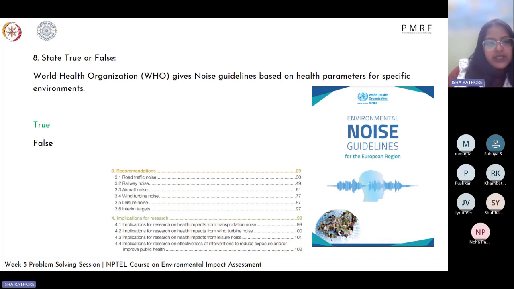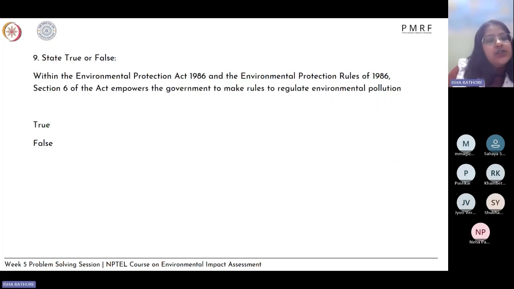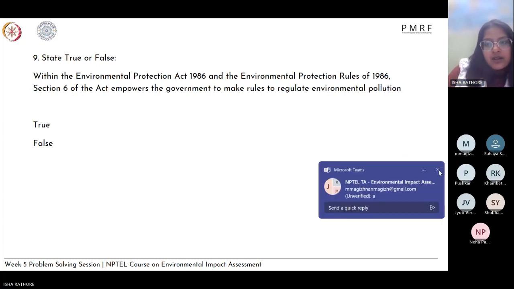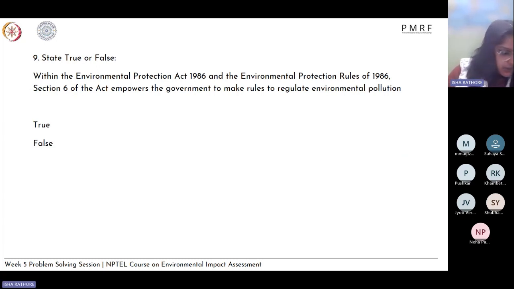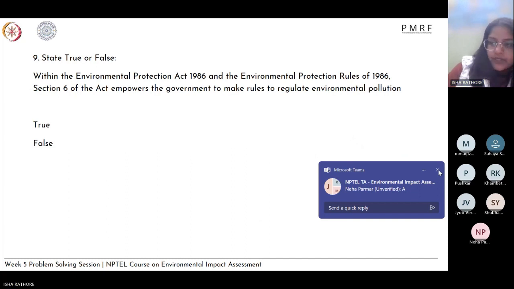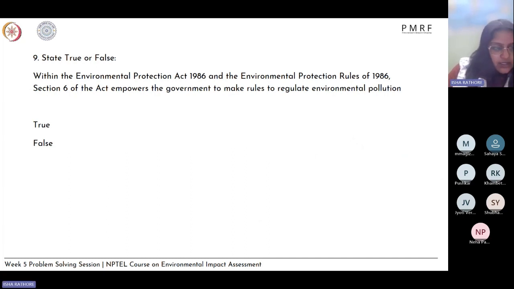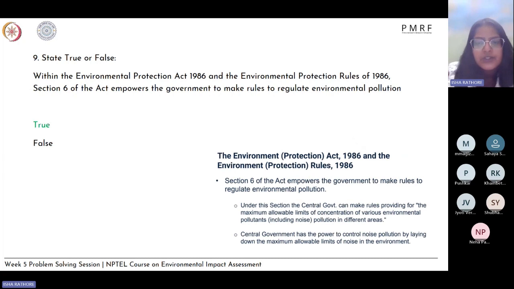Okay, moving on to the next question. State true or false: within the Environmental Protection Act of 1986 and the Environmental Protection Rules of 1986, Section 6 of the Act empowers the government to make rules to regulate environmental pollution. So, is this statement true or false? Okay, so we have one more answer, which is A. Okay, another A. So this statement is in fact true.